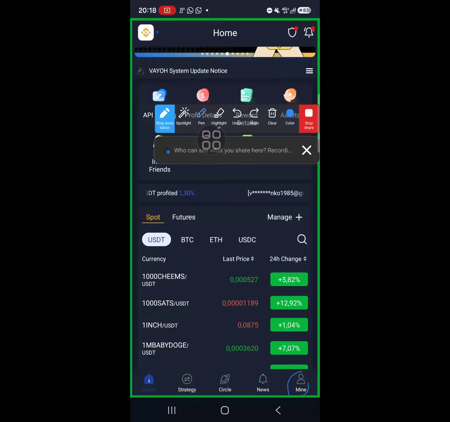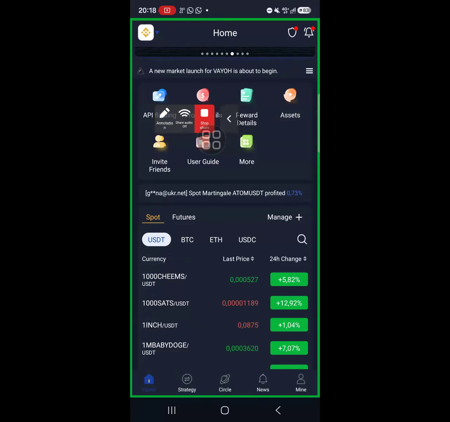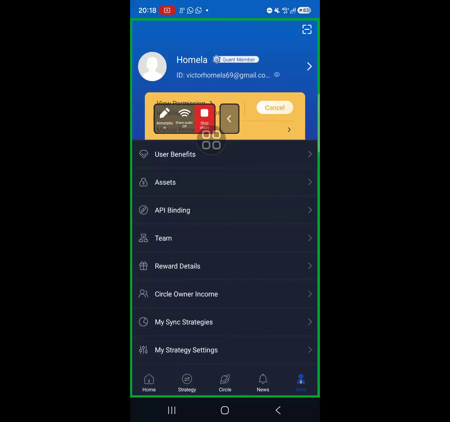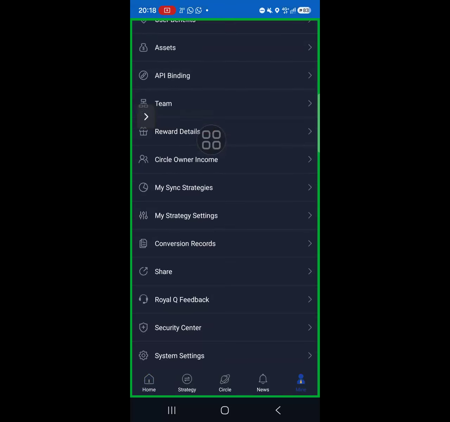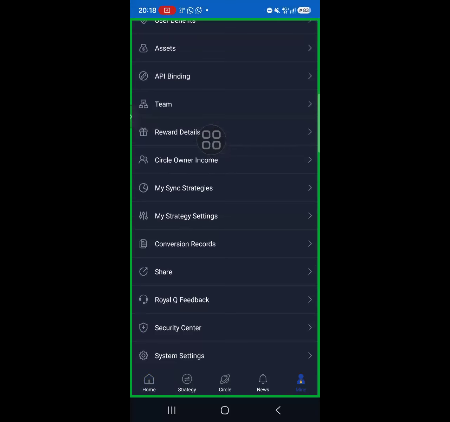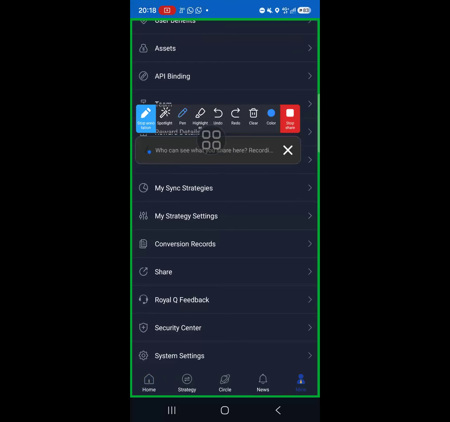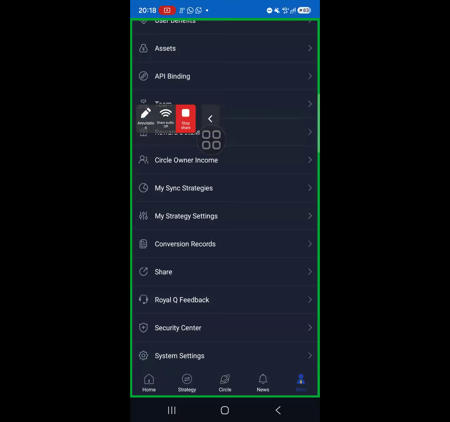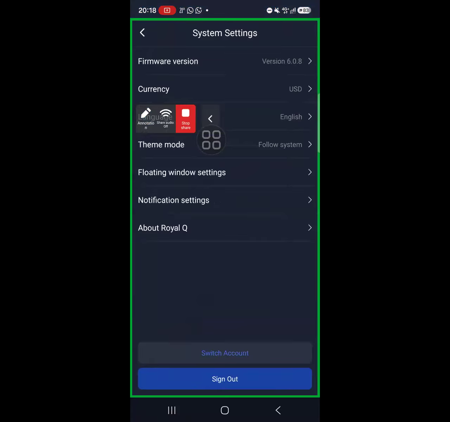When you tap on the Mine section, you are going to find this interface. This is where you log in or log out. When you tap on system setting, that's where you are going to sign out, or if you have two accounts, you can switch the account and log into the other account. So this is under your profile when you tap on the system setting.